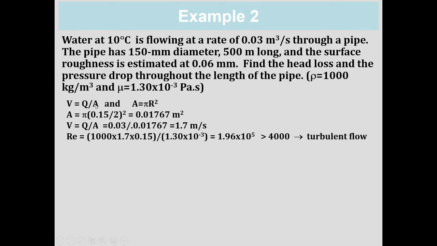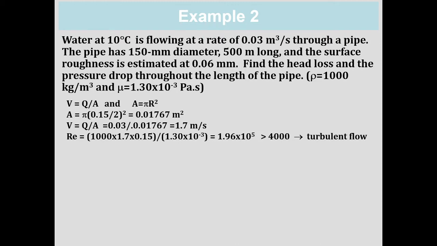V equal to Q over A. A is 0.01767 meter square, and V is equal to flow rate over area. The flow rate is 0.03, given in the question. A is 0.0176, as you calculated before, so V is equal to 1.7 meter per second. And then calculate the Reynolds number. Reynolds number is rho VD over mu. And you get here a Reynolds number of 1.96 times 10 to the power of 5. You know that it is a turbulent flow.